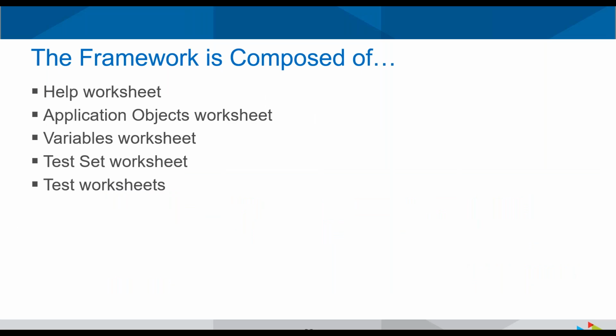So the framework is composed of a help worksheet. You get to define all the operations and things that we have available to us with the framework. We have an application objects worksheet to define our objects, and map over to the UFT repository objects that we reuse. We have a variables worksheet, which is basically a table storing all of our variables that we create in the beginning manually, as well as anything that we create on the fly with the test. We have a test set worksheet, which will have all of our tests and our test worksheets.